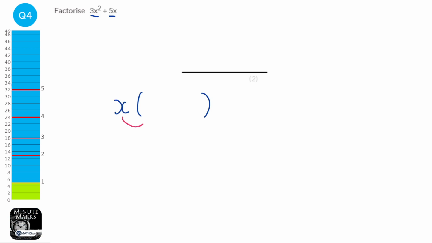So I need to ask myself, what times x is going to be 3x squared? Well, obviously 3x. And then we ask ourselves, what times x is 5x? Well, that's just going to be 5. And if you were to expand that set of brackets, you will get 3x squared plus 5x. So we know it's the correct one.